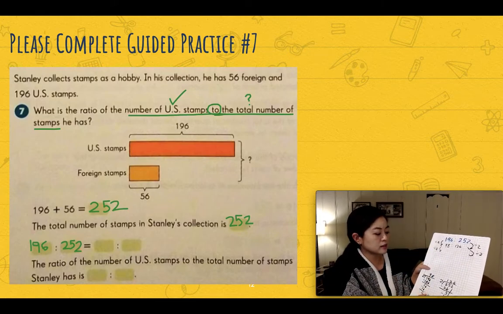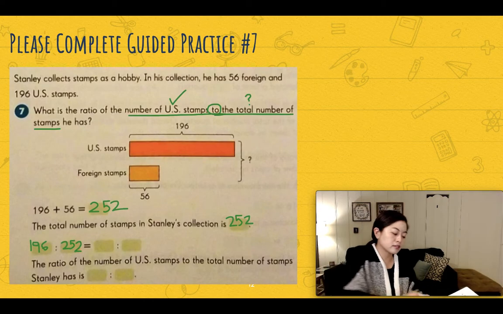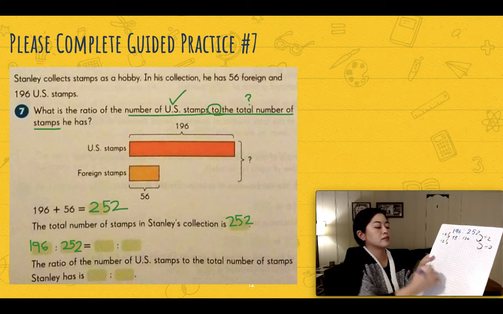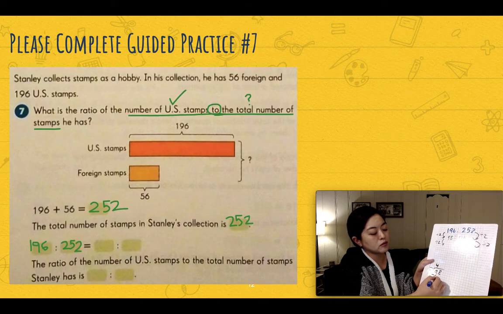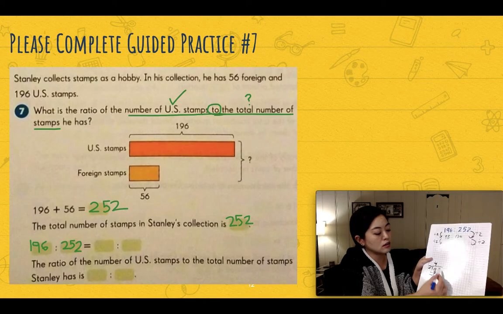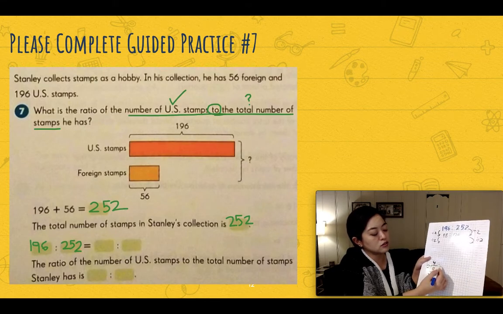So 98 divided by 2 is, let's see, I'm going to erase this information at the bottom. 98 divided by 2: 2 times what gets to 9 or close to 9? 4, minus 8, 1, drop the 8. Okay, 2 times what gets you to 18 or close to 18? Oh, 9, minus 18, 0.